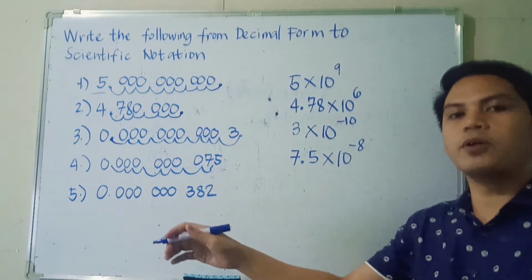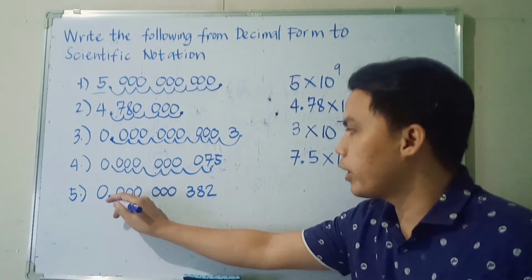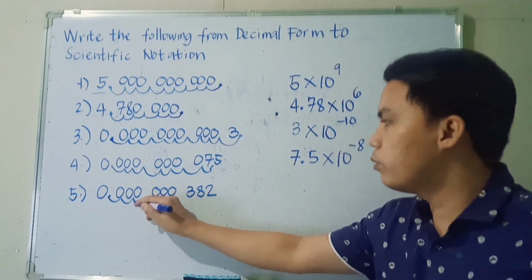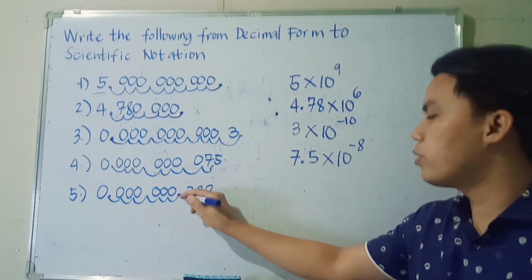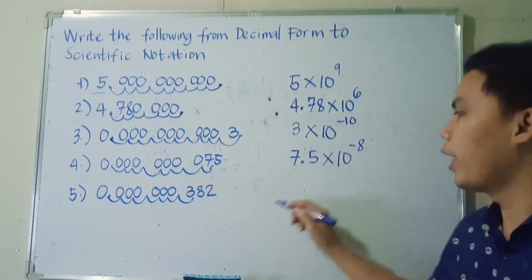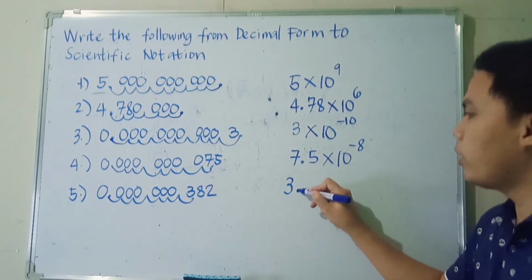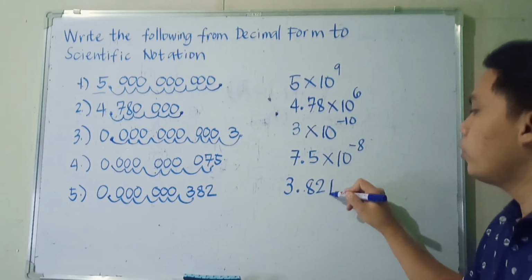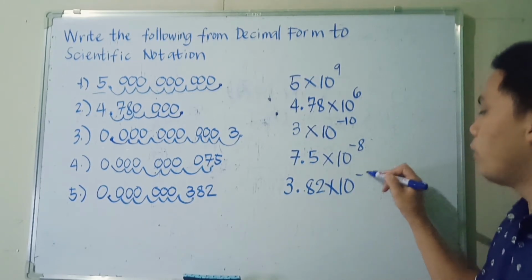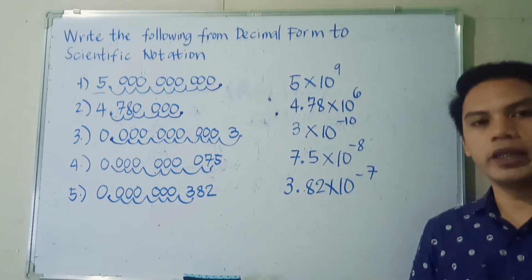Okay. Last example. So, from the decimal point again, 1, 2, 3, 4, 5, 6, 7. Okay. So, the final answer would be 3.82 times 10 raised to the power of negative 7.